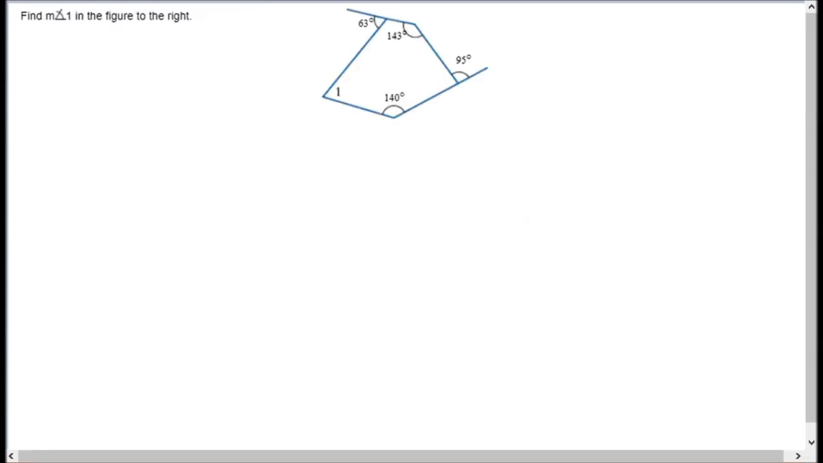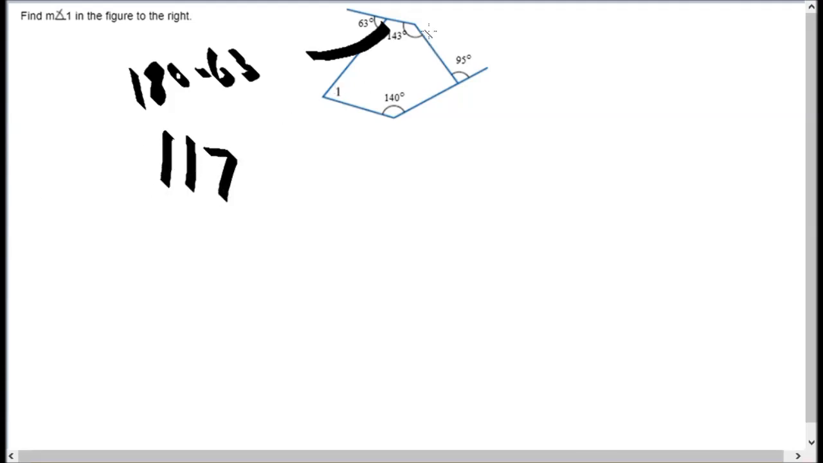Okay, so our goal is to find the measure of angle 1. What we can do here is, to figure out this angle right inside here, we have to figure out what 180 minus 63 is. So if I draw a line through here, out there, that would be 180 minus 63. So 117.